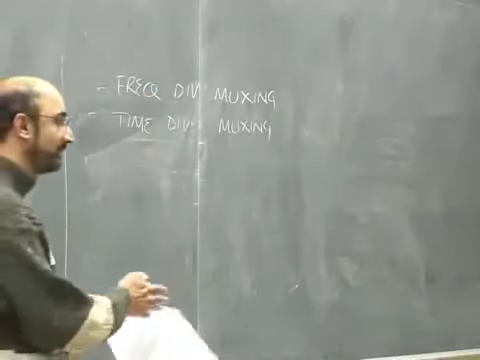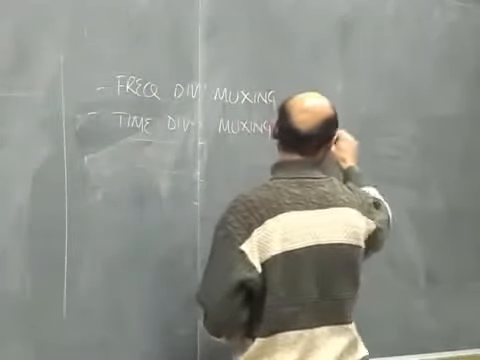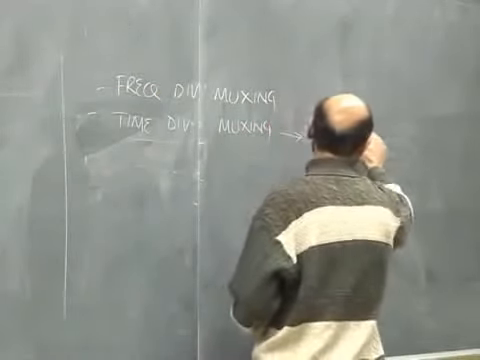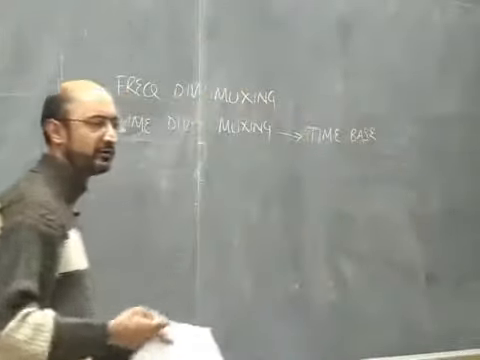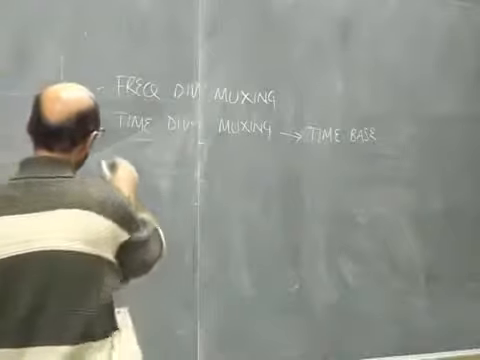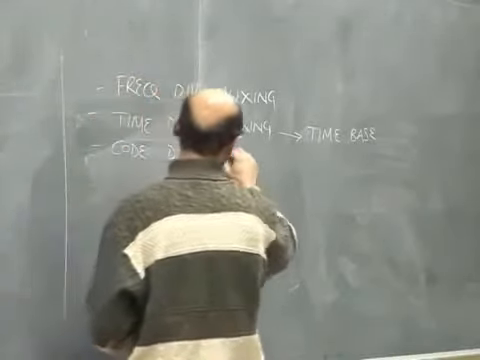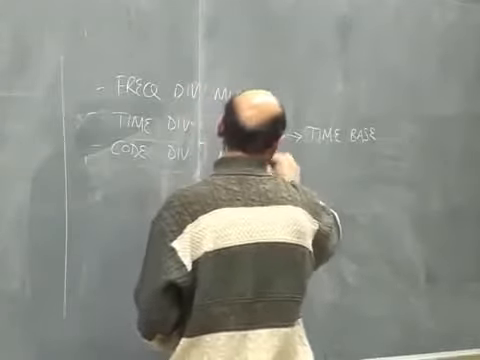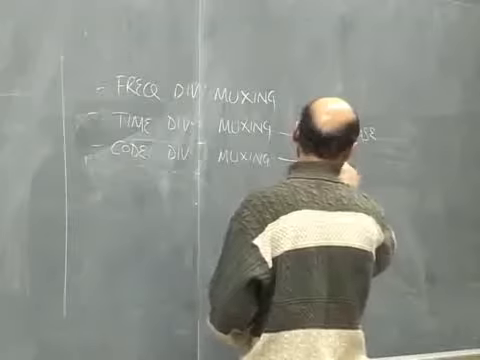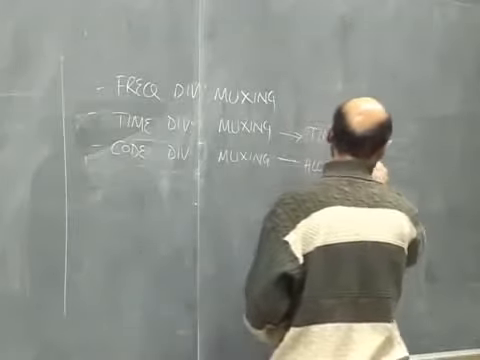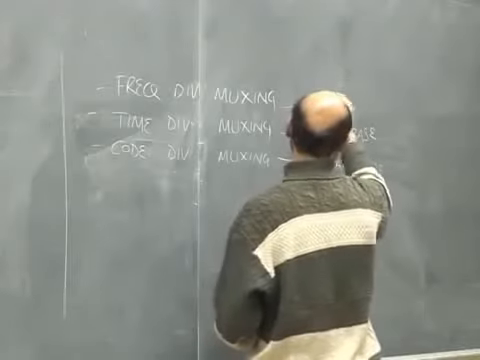Time division means they talk at different times, and for this you need a time base, which means everybody has to agree on the time. That's why we had someone calling out 1, 2, 3, 4, because they all had the same time. Then we had code division, where they use different codes. So you need to allocate codes. Here we have to allocate frequencies.